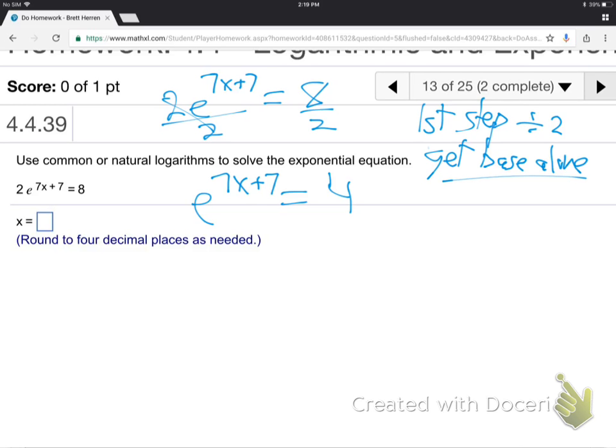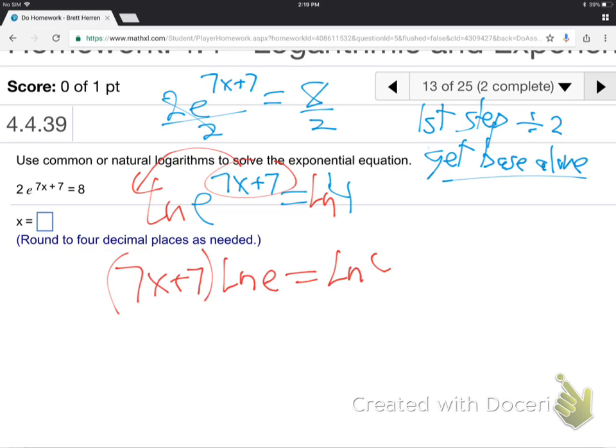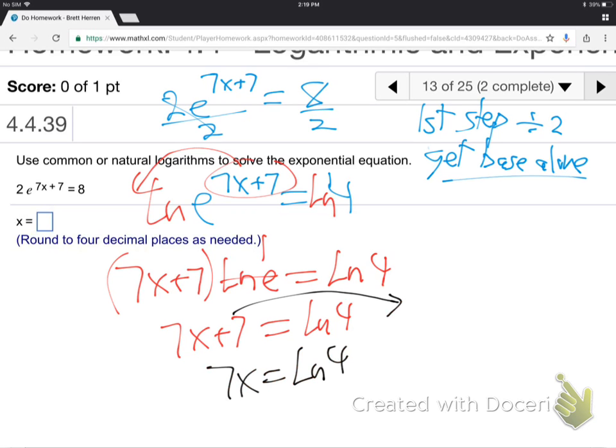Now we're saying, okay, x is in power, letter in power, we need a log. e is the base, so it's ln. ln both sides, the power drops down. Like that. Good, ln e, that's 1, it's gone. So this is just 7x plus 7 is ln 4. Now it's easy. The x is not in power. Just jump the 7 to the other side. 7x is ln 4 minus 7, and divide by 7. Boom, there you go.